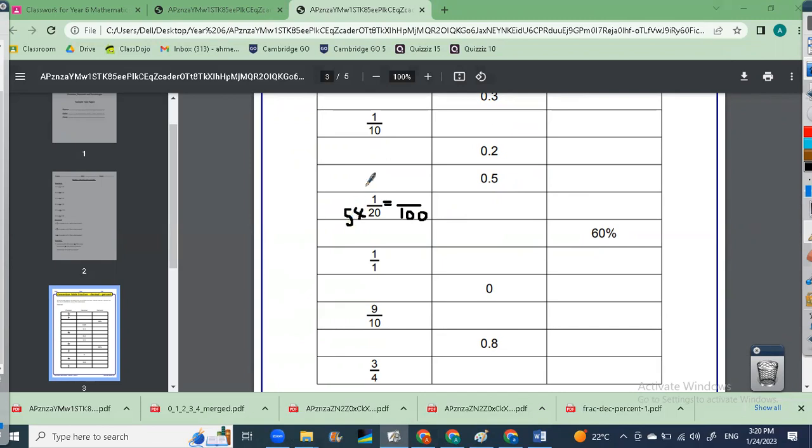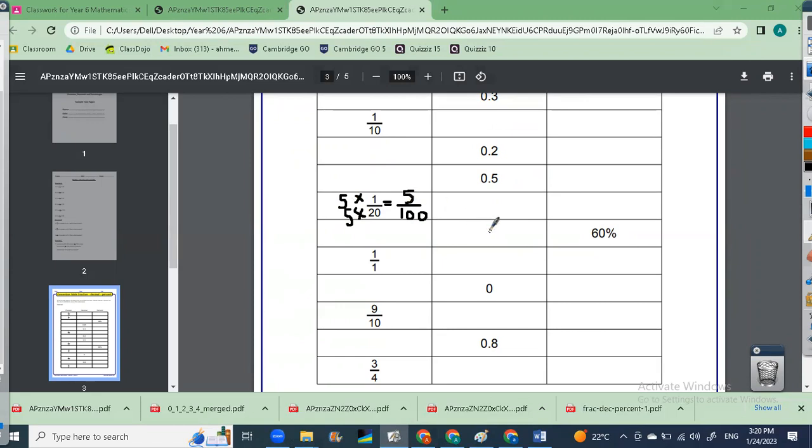And then you multiply also the 1 by 5. The same thing that we did to the 20, we need to do to the 1. So multiply the 20 by 5 to make it 100. Multiply the 1 by 5. It becomes 5 over 100.